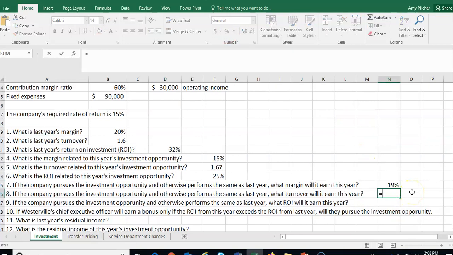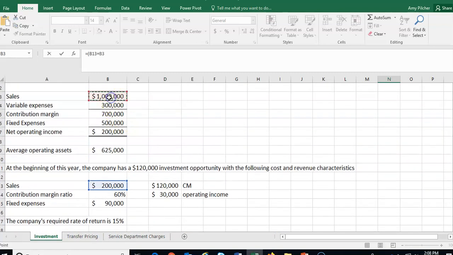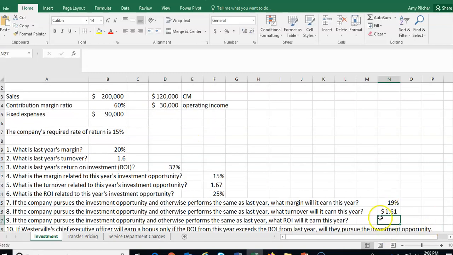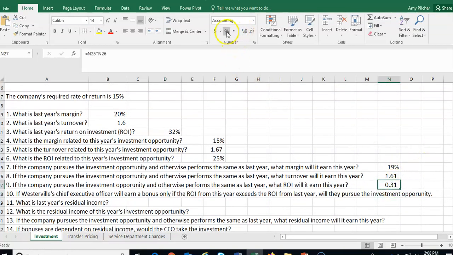Asset turnover ratio is total sales divided by the total average assets. So we need sales of 200,000 from the investment plus sales of 1 million from last year's results divided by our average investment of 625,000 plus the 120,000 cost of the new investment. And now if we take our turnover times our profit margin, we get a return on investment of 31%.